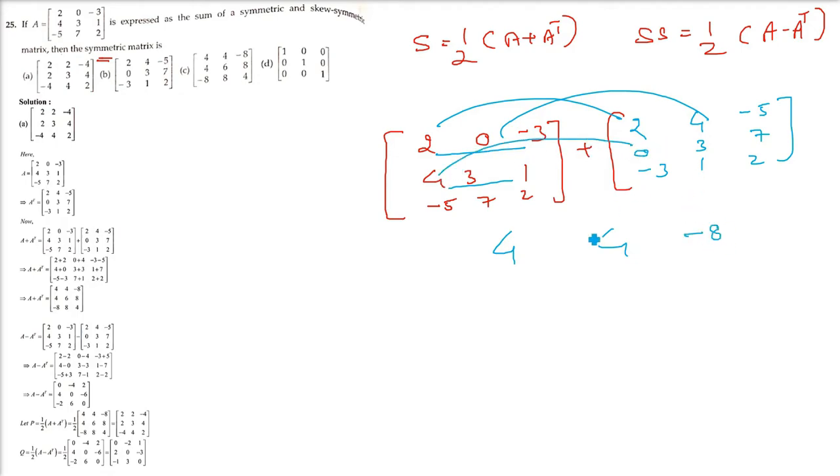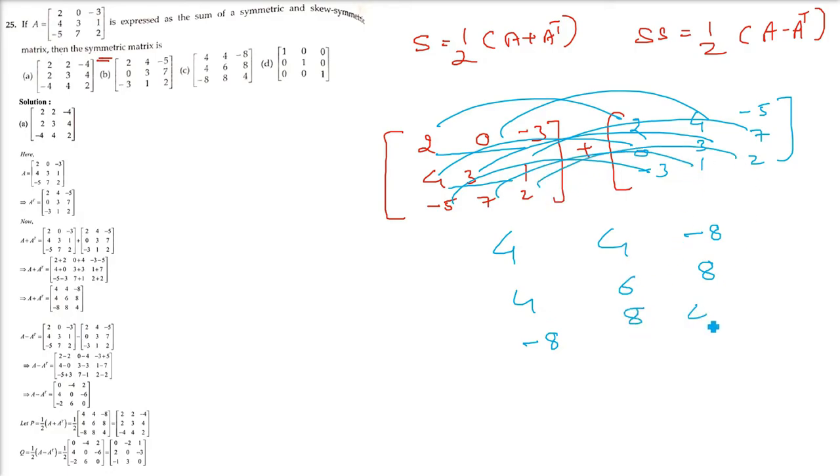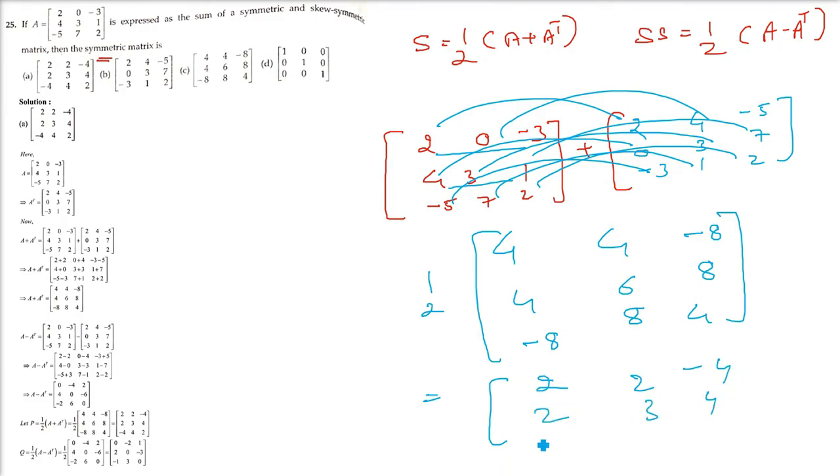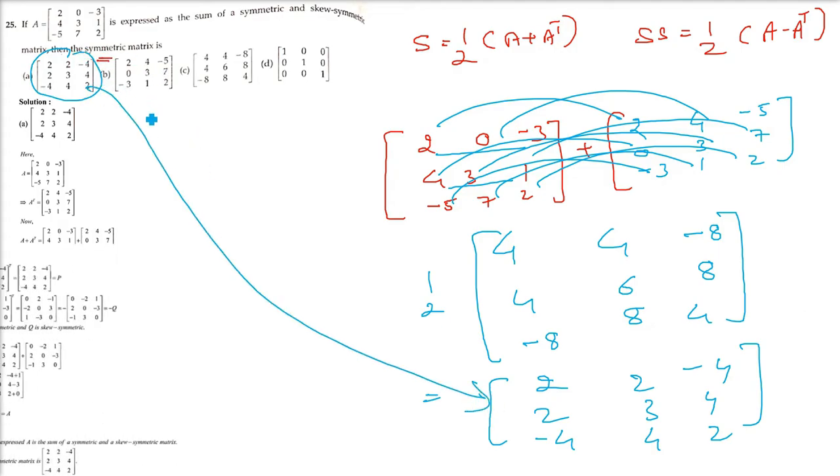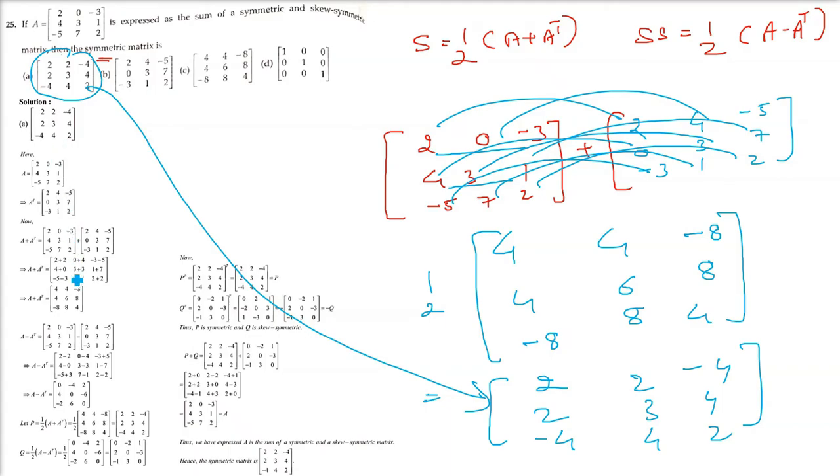So I'm just adding: 4, 0, 3, 3, 6, 7, 1, 8, minus 5 minus 3 is minus 8, 7 1 is 8, and 2 to 4. Okay, so we have to now divide it by half. So divide everything by 2. 2, minus 4, 2, 3, 4, minus 4, 4 and 2. And you just have to see this answer. This is the answer. Okay? Option A is the correct answer. This is the whole process which has been described, but you just have to do this half A plus A transpose.